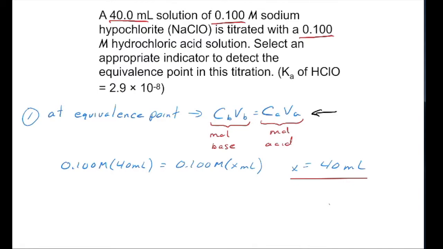You could also be a little bit smart about this question and not even worry about doing this calculation, because as you can see, the concentrations of the sodium hypochlorite and the HCl are both 0.1 molar. So if you have 40 milliliters of 0.1 molar sodium hypochlorite, then in order to use up all those moles, you would have to add the same volume of HCl, again because those concentrations are equal.